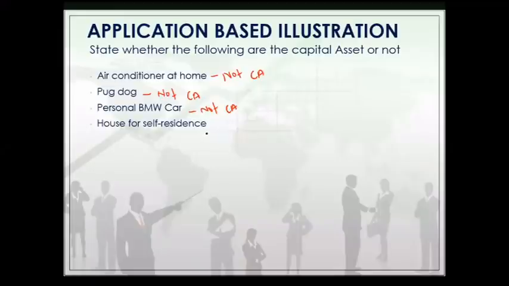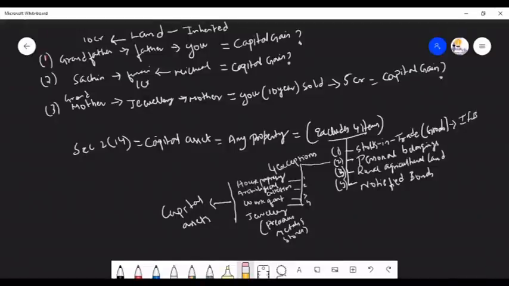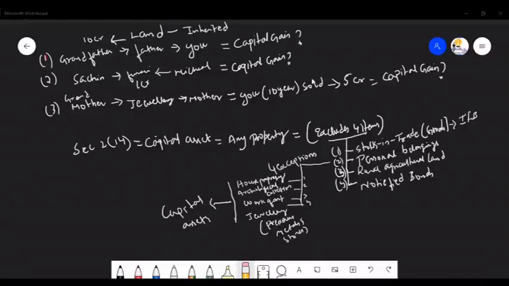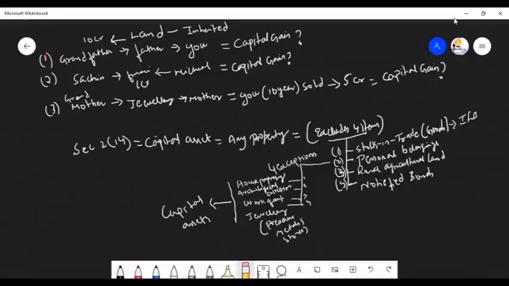What about residence, your own house? Is your house a capital asset or not? What is your answer? Let's see. House. You're right. If you could recall this screen, what did I tell you? What are the exceptions? First exception is house property itself. So house property can be a capital asset because it's an exception. So you guys are correct.